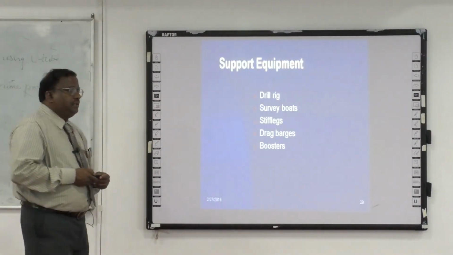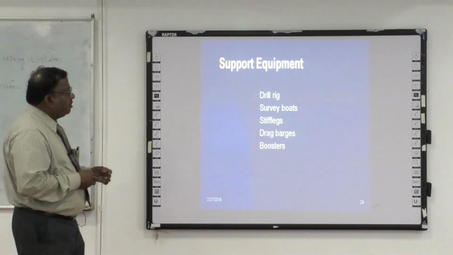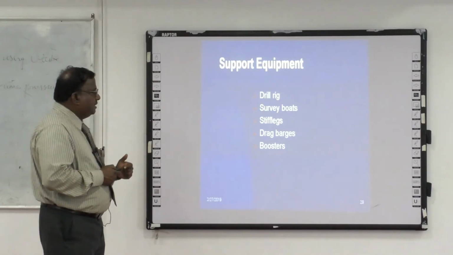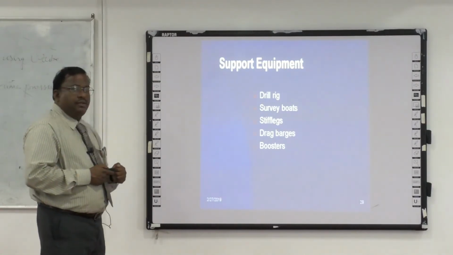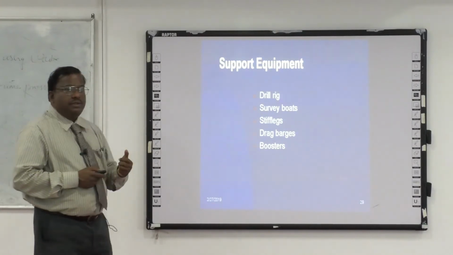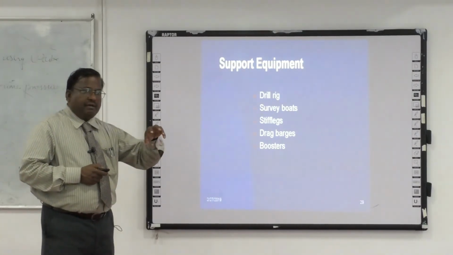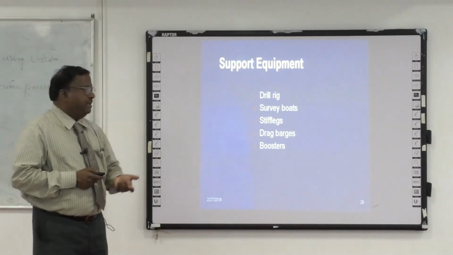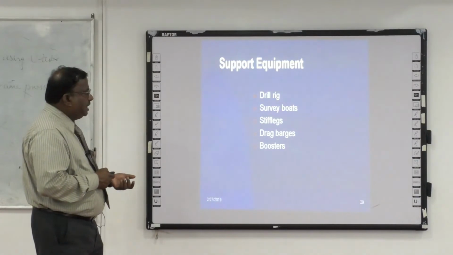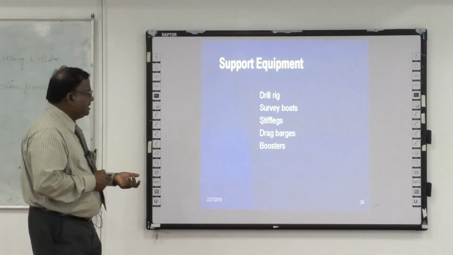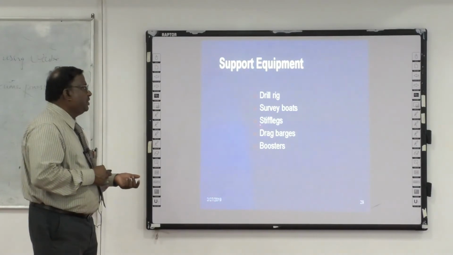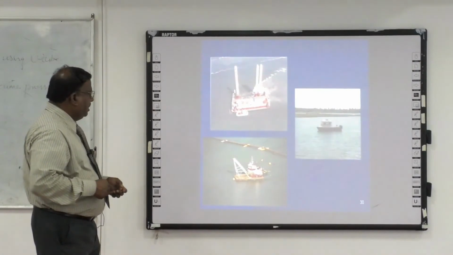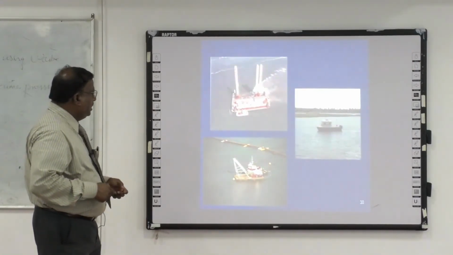Support equipment. In order to do the dredging, the following are the supporting equipment: drill rig, survey boats, stiff legs, drag barges, boosters. The drill rig is used at a point where we have to grind the rock, to make a deep depth in the seabed. Survey boats are used to make a subsurface survey, like a bathymetric survey. Here we can see the rig.